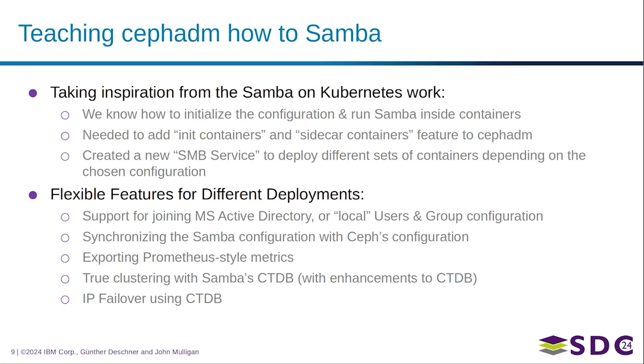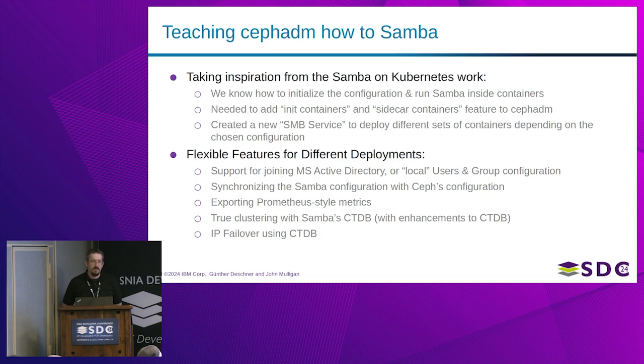So, how did we add Samba integration to Ceph ADM? Ceph ADM was able to deploy simple containers, but we needed to enhance the container deployment methods. We added init containers and sidecar containers, which are concepts that have smaller helper containers surrounding the primary deliverable container. Ceph ADM has a concept of services, and these are the things that it deploys. We were able to add a Ceph ADM service so that Ceph ADM can make the stuff go.